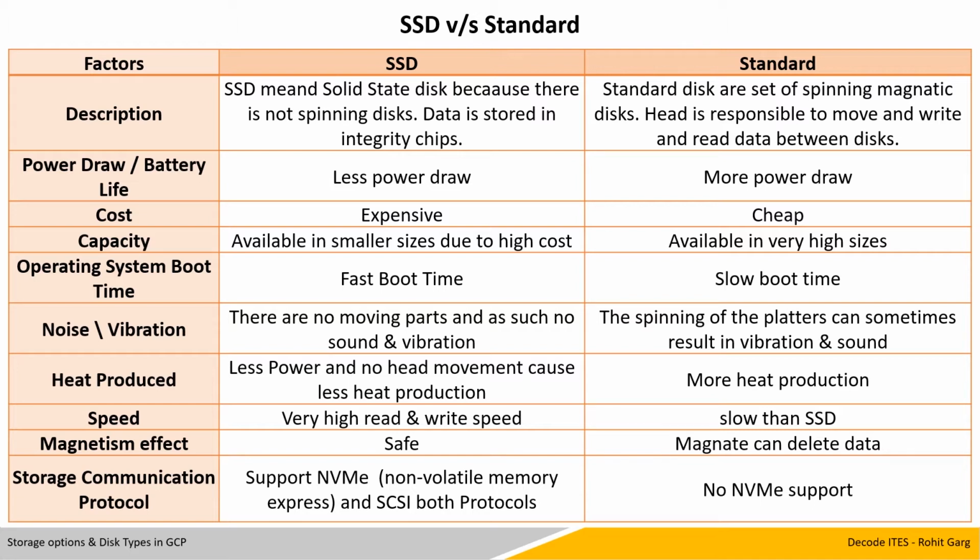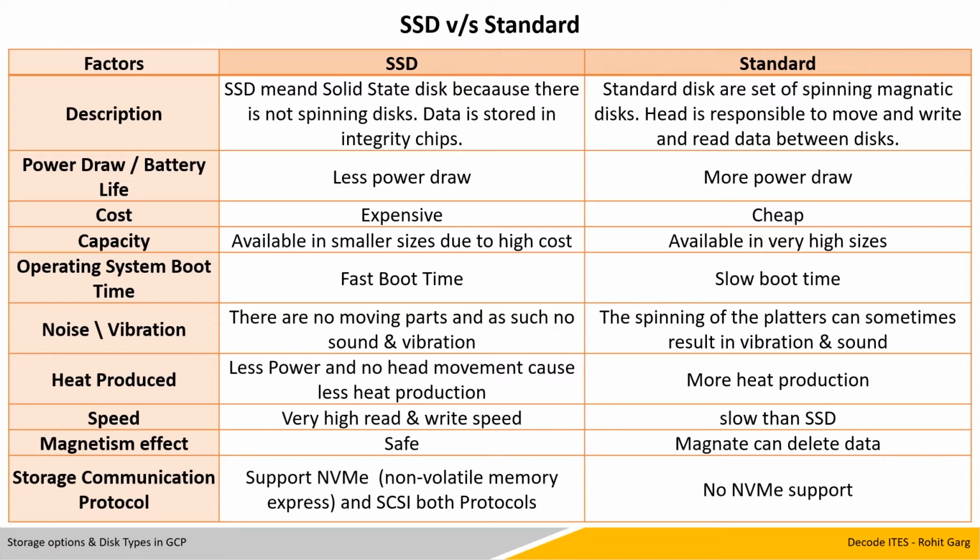Description: SSD means solid state disk because there is no spinning disk. Data is stored in chips, whereas standard disks are a set of spinning magnetic disks. The head is responsible for moving and reading and writing data between disks. Power and battery life: SSD gives you better battery life because it's low power storage, whereas standard storage is high power. Cost: SSDs are expensive and standard disks are cheaper.